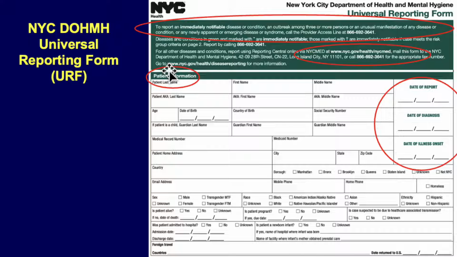And next, you can see a place to provide information about the patient, including demographic and identifying information, housing status, whether the patient was admitted to the hospital, the date of diagnosis, and when the patient's symptoms started. And that symptom onset date may differ from the diagnosis date, usually does. Then there's a section near the bottom right here that allows the reporter to specify whether the case is suspected to have resulted from a healthcare associated transmission, or to provide details about whether or not there was recent foreign travel.